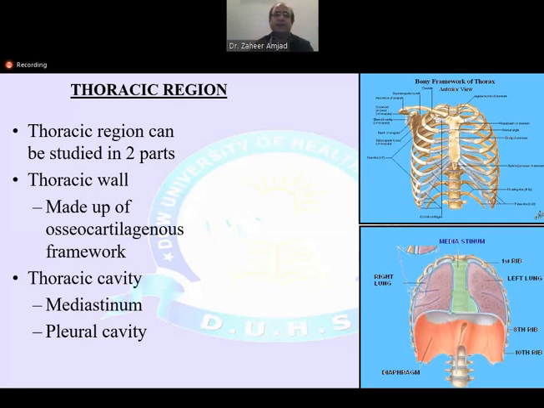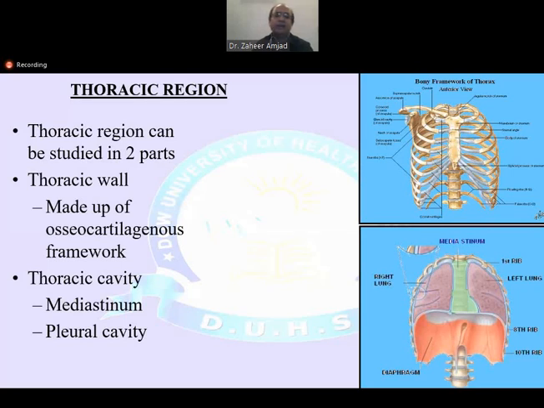Next is the thoracic cavity. The thoracic cavity is divided into mainly the mediastinum, which is the middle part, excluding the part which contains the lungs. All the part of the thoracic cavity which is there without lungs is called the mediastinum. The lungs are present in the pleural cavity, not exactly within it, but they are covered by the pleura, because the pleural cavity consists of the visceral and parietal pleura, which do not have any actual space.